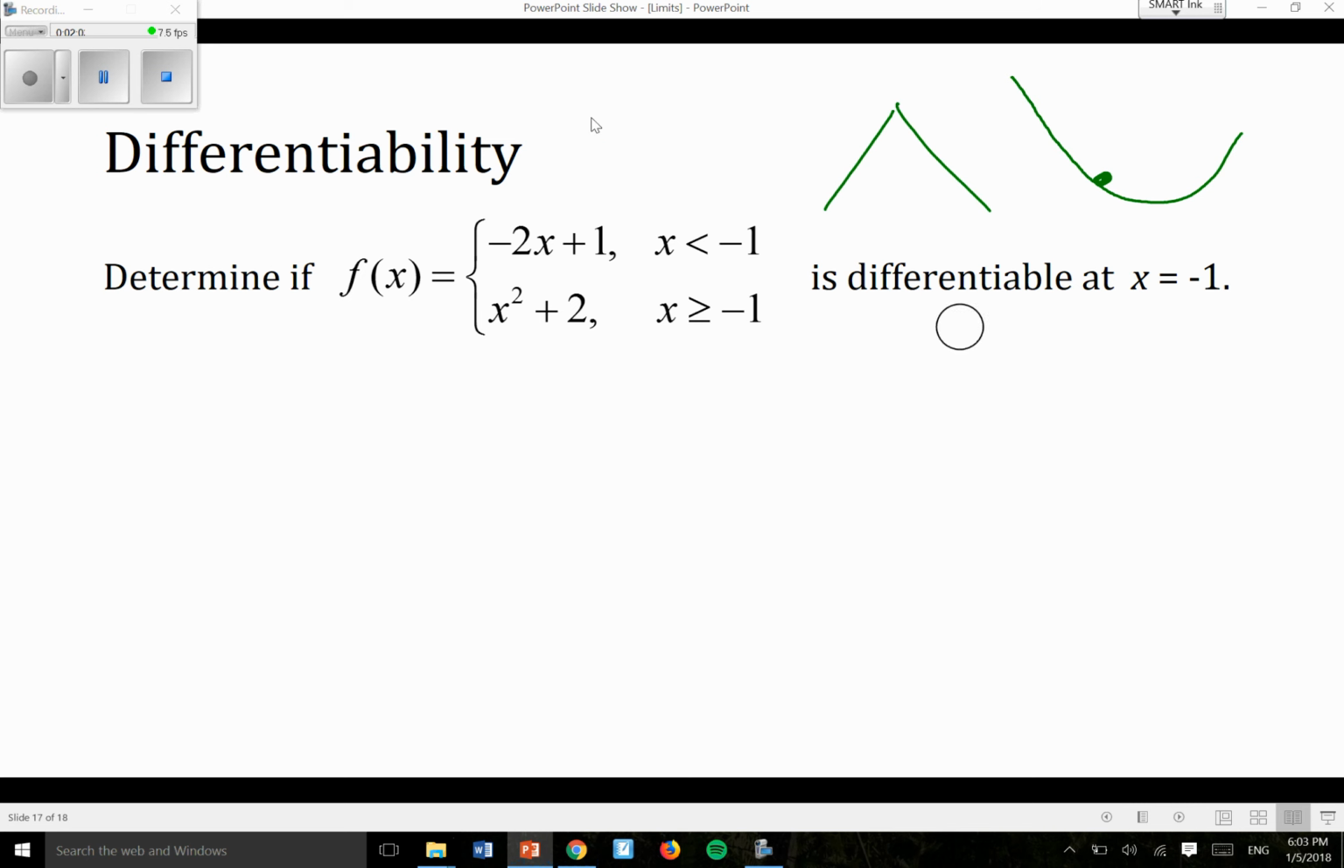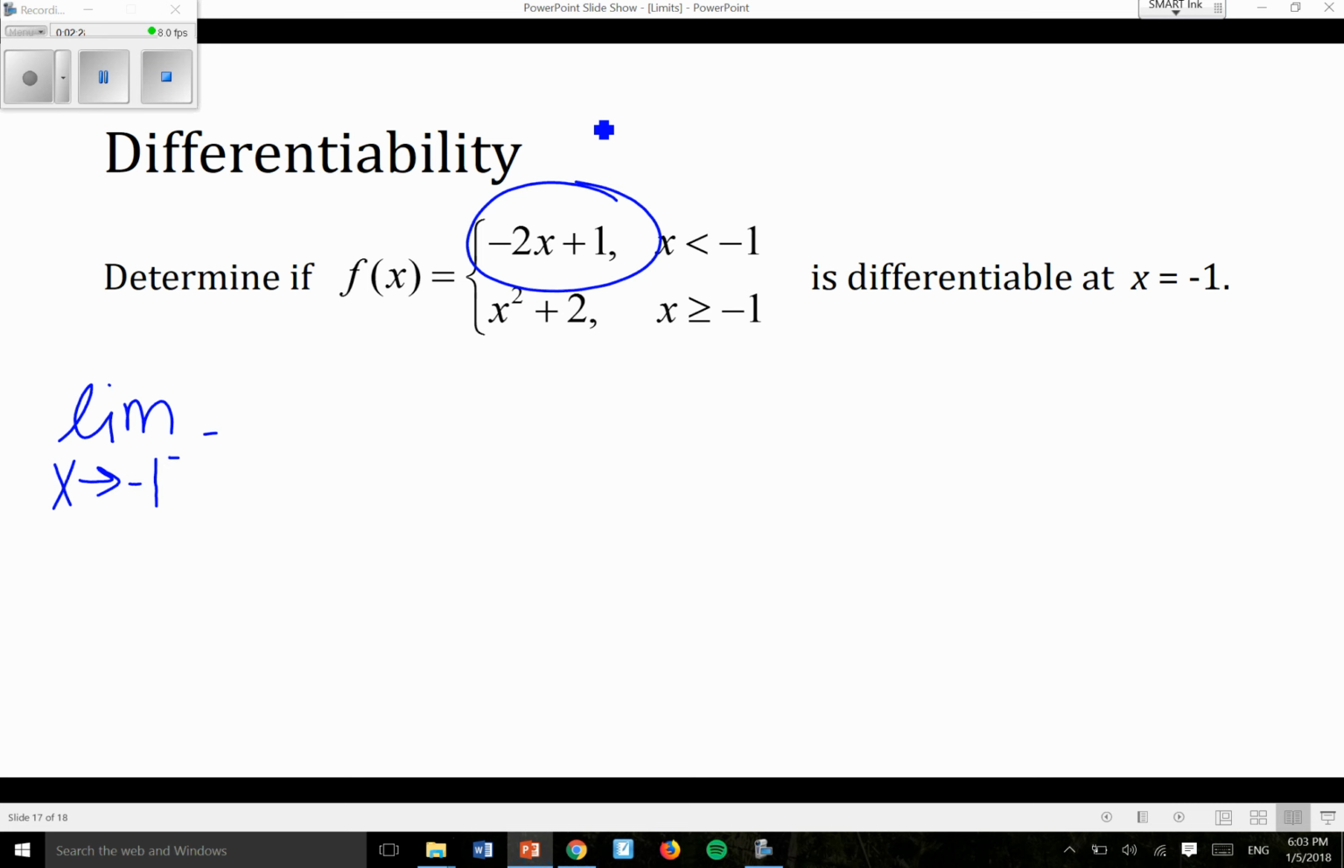We're going to take a look at another piecewise function and try to figure out if our function is differentiable. Remember, the very first thing we need to check for is continuity. So as a review, let's do that. We have a piecewise function. We're trying to figure out if we're differentiable at x equals -1. We're going to start by looking at the limit as x goes to -1 from the left, meaning we're going to look at -2x plus 1. If we plug in -1, we see that that limit is 3.